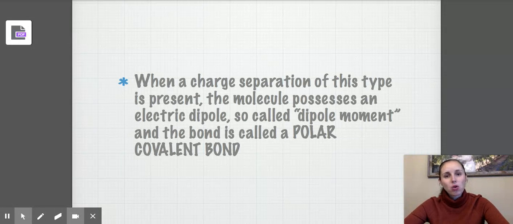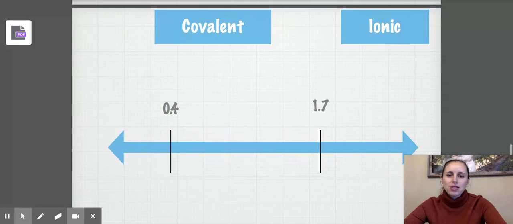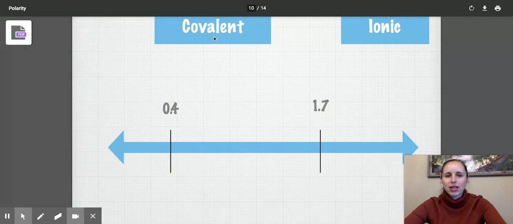Whereas with nonpolar, there's no slight charge, there's no dipole moment. So again, let's remind ourselves of this beautiful little number line here. Just a reminder that anything greater than 1.7 is ionic. So anything on this side sees that transfer of electrons. Anything 1.7 or less is considered to be covalent. So that's the sharing of electrons, not the transfer, but the sharing of electrons.